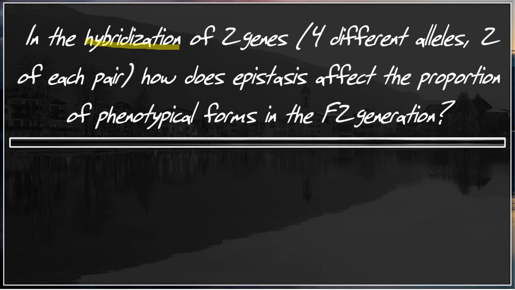In the hybridization of two genes, with 4 different alleles, 2 of each pair, how does epistasis affect the proportions of the phenotypic forms in the F2 generation?